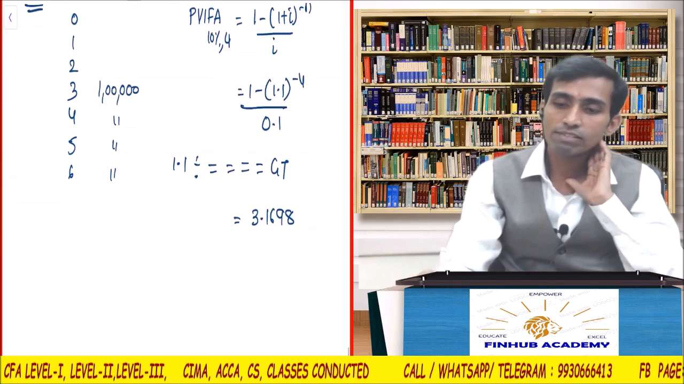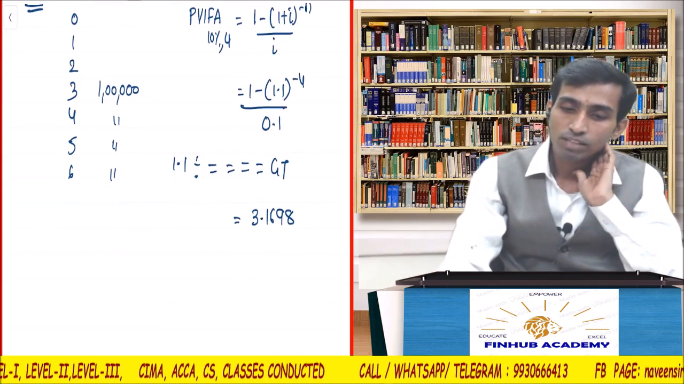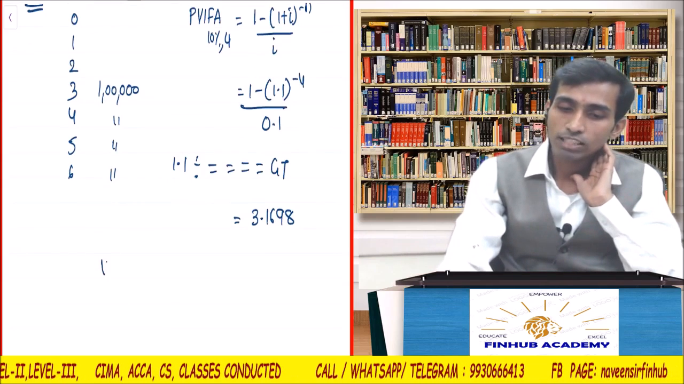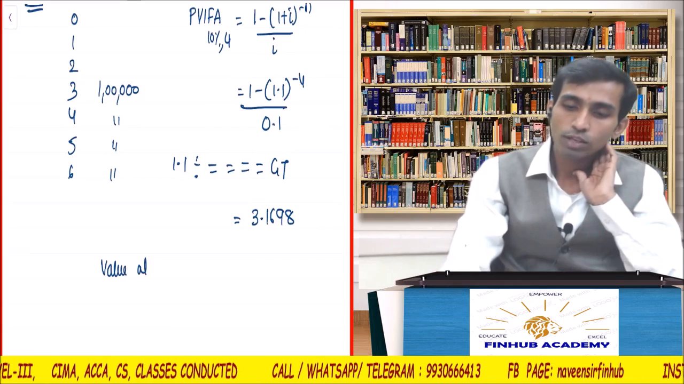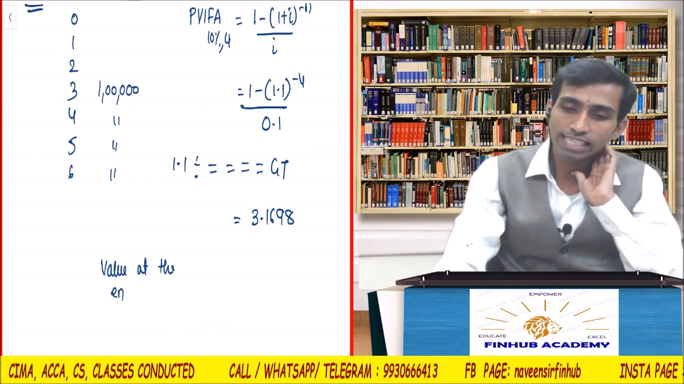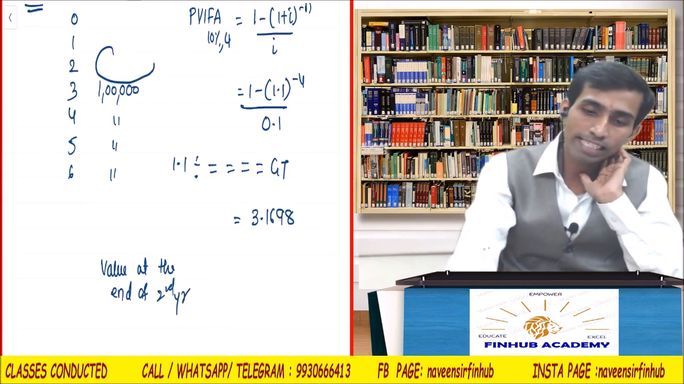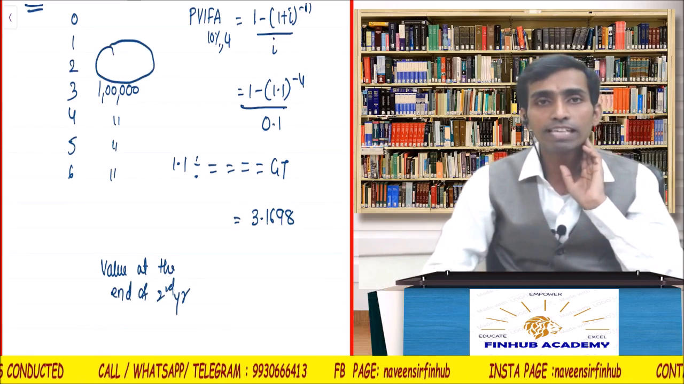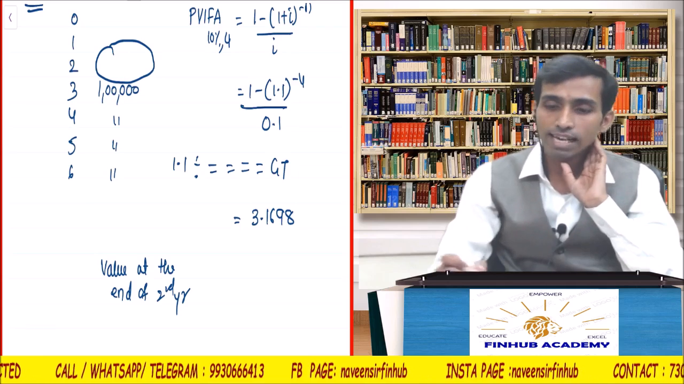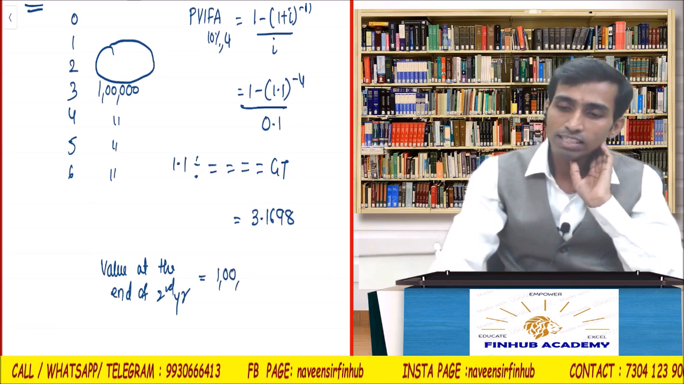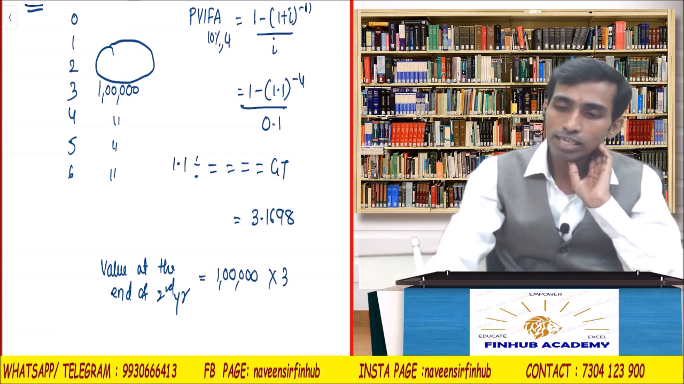3.1698. So this is the factor. Now, when I multiply, I will get the value at the end of the second year, which is 1 year back from the date of the first installment. So I will get that value when I multiply 1 lakh with the PVIFA factor 3.1698.